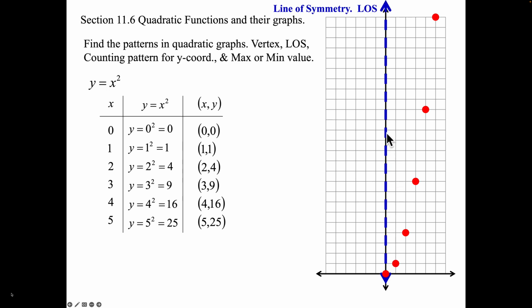The line of symmetry is this imaginary dashed line that goes through the vertex, and this curve has to flip over that line of symmetry. Because if you go back over here and you take negative 1 and square it, you still get a positive 1. Negative 2 squared, 4, negative 3 squared, 9, negative 4 squared, 16, negative 5, positive 25. So this point flips over the line of symmetry to here, 1 to the right, 1 to the left, 2 to the right, 2 to the left, 3 to the right, 3 to the left, 4 to the right, 4 to the left, 5 to the right, 5 to the left. And then we draw in our curve.